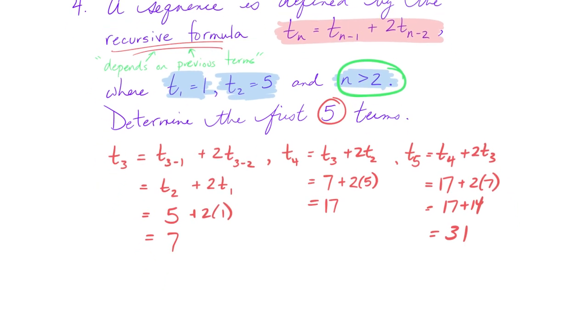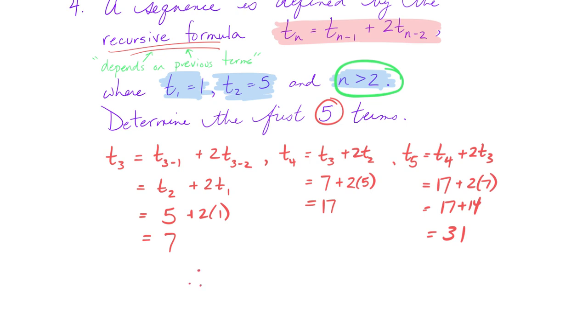So finish off the problem. Therefore, my first 5 terms would be 1 and 5. Those were given. 7, 17, and 31 I just found.